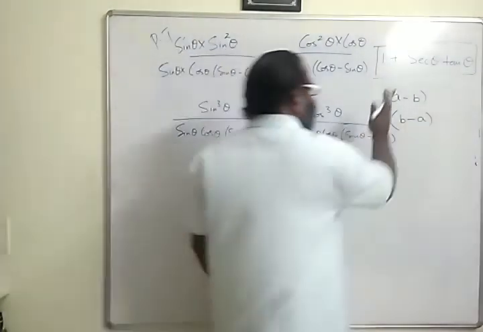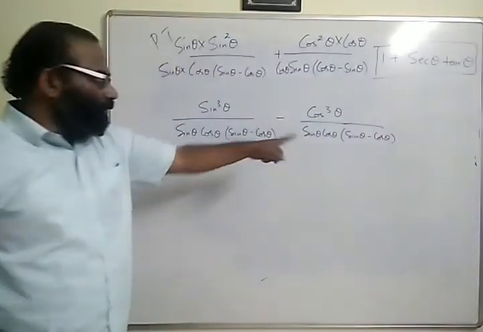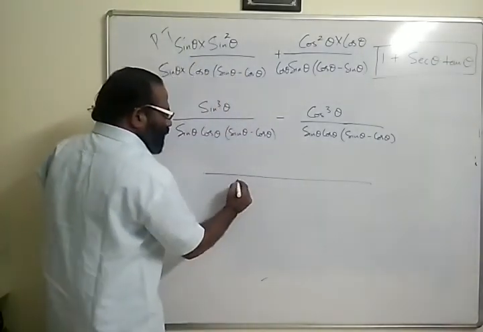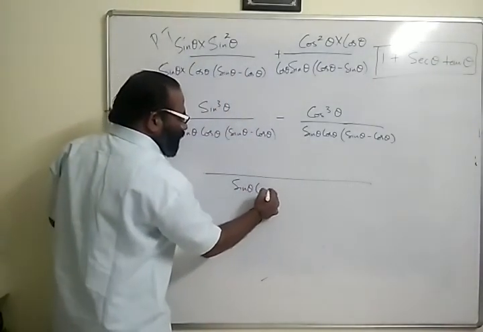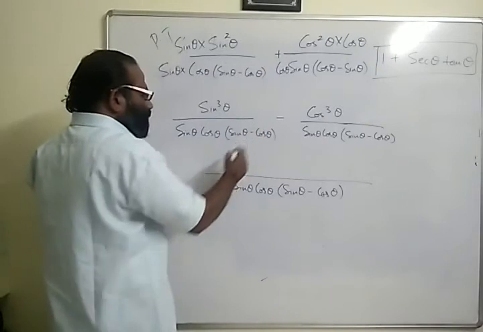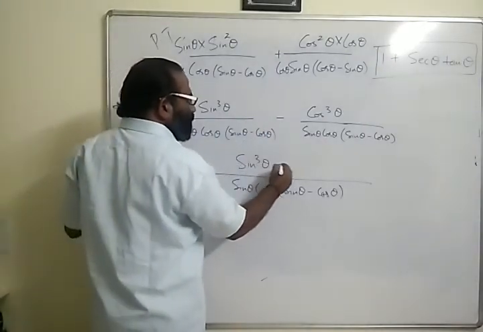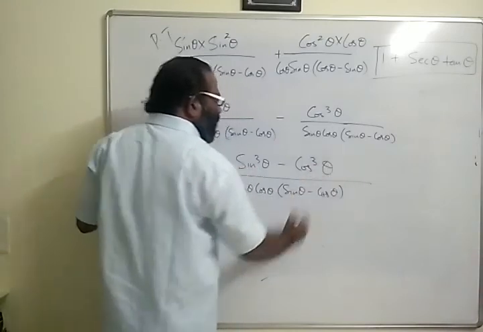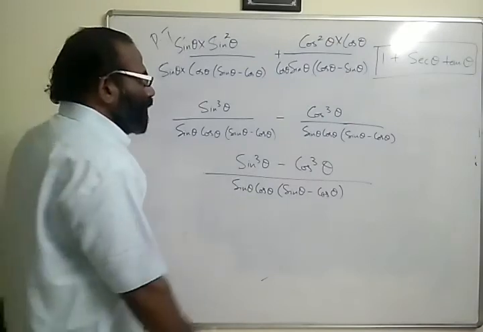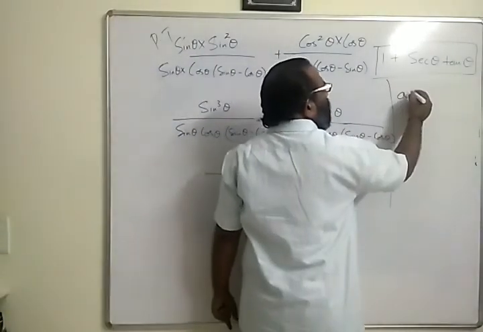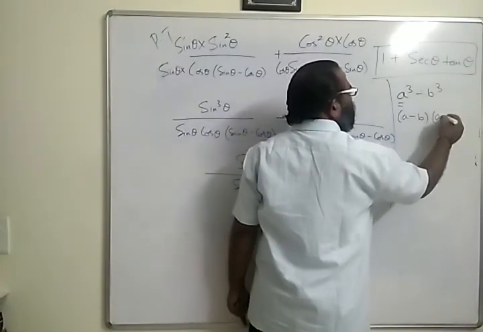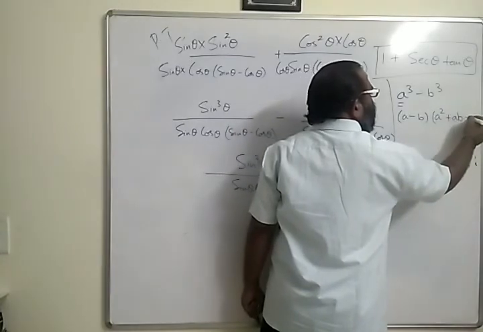So now what have I done? I have made the denominator the same in both of these terms. So I can write it as one denominator. So sin theta cos theta into sin theta minus cos theta. And what comes up? Sin cube theta minus cos cube theta. This is of the form a cube minus b cube. What is a cube minus b cube? A cube minus b cube is a minus b into a squared plus ab plus b squared.